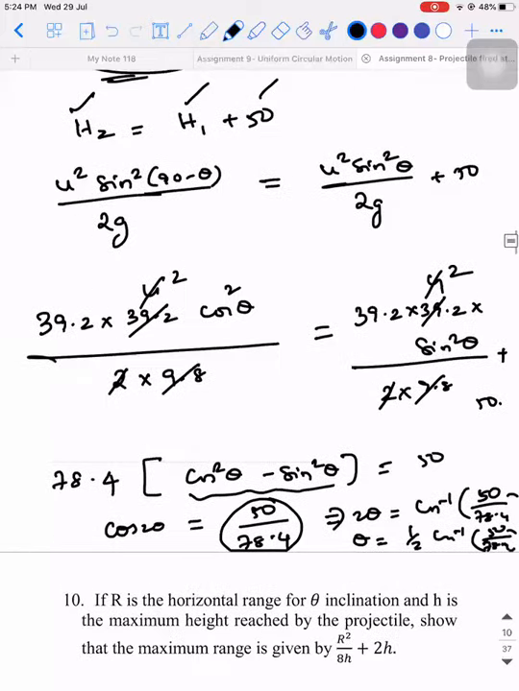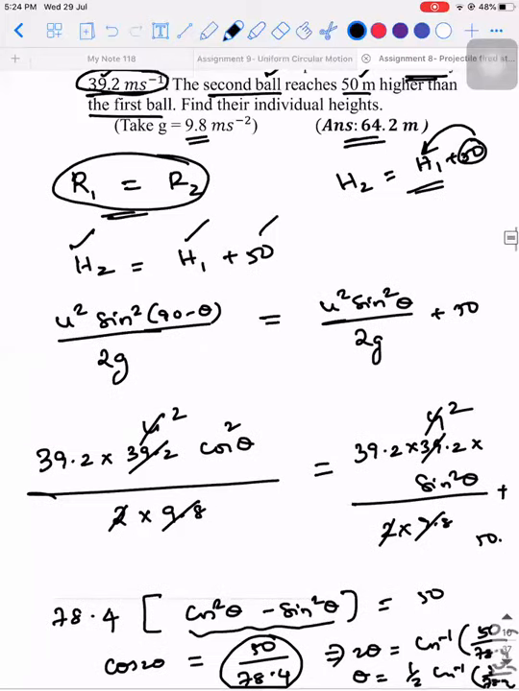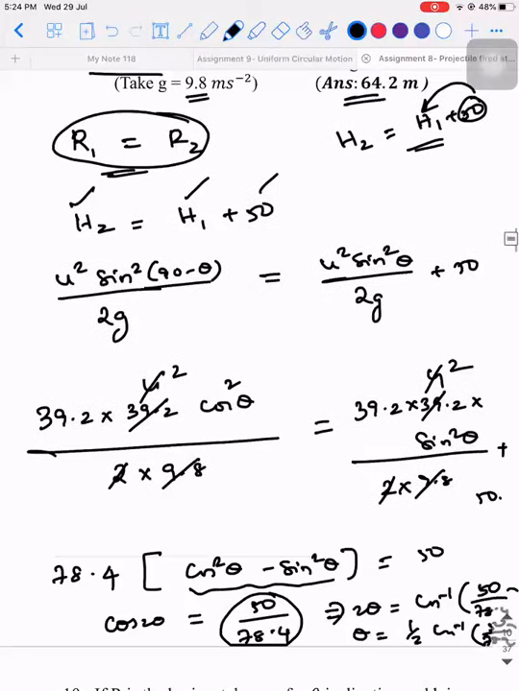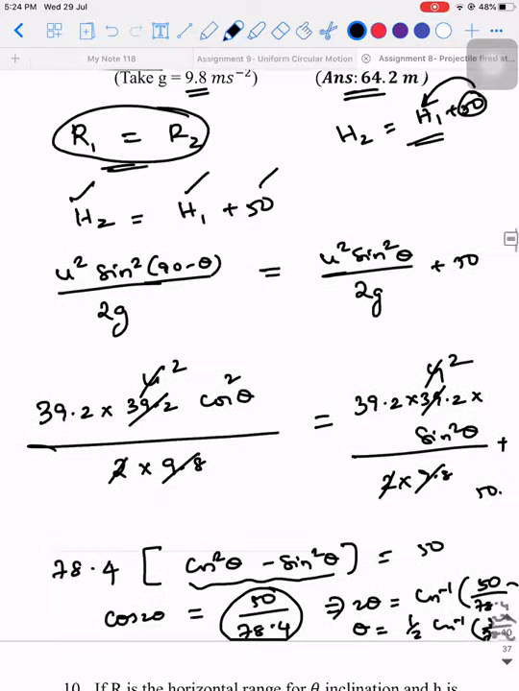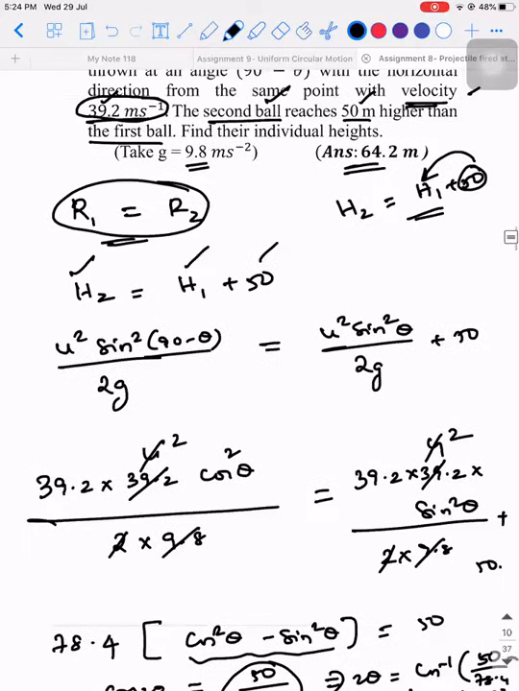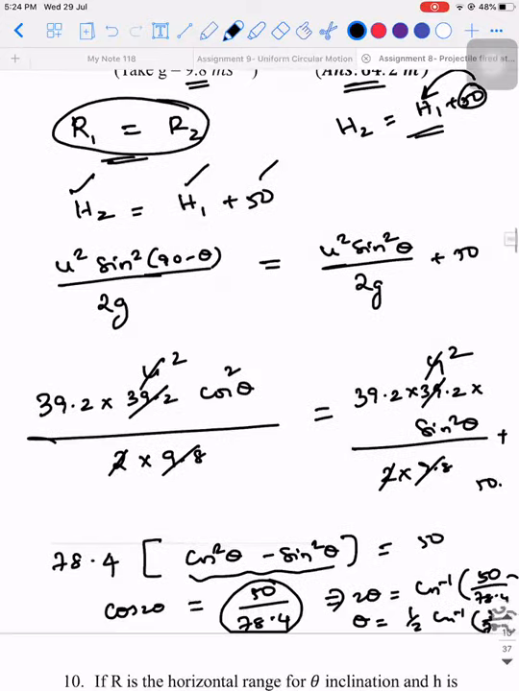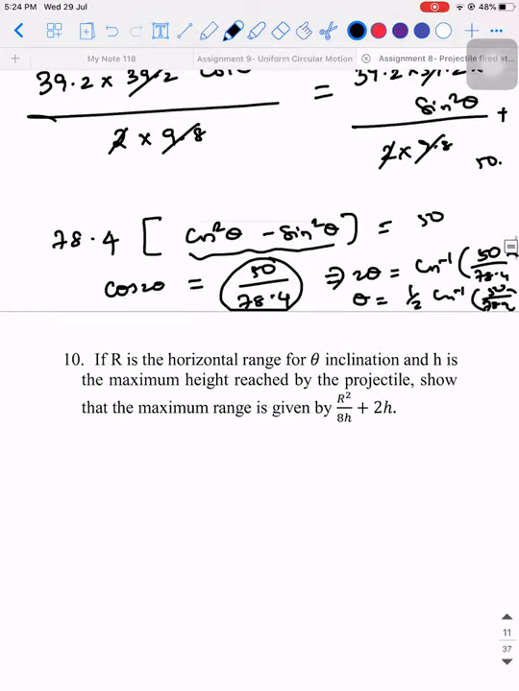Okay, see, but actually what they're asking is their individual heights. Since you got the value of cos 2 theta, to find their individual heights you can apply the formula u square sin square theta. Wait, see, this involves a little bit of trigonometry.